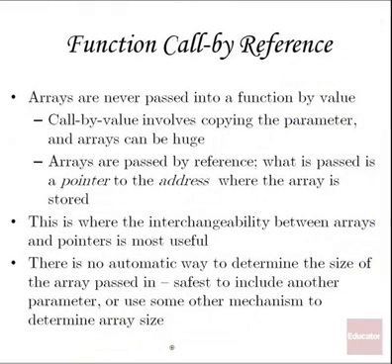Now, this is a function call by reference. Before we had the class, we learned about functions that do call by value, where the function will actually make a copy of the parameter. You can't do that with an array. Copy by value involves copying the parameter. An array can be very huge, therefore it's always passed by reference. What it passes into the function is the address of the first element of the array. And this is where your interchangeability between arrays and pointers can be most useful.